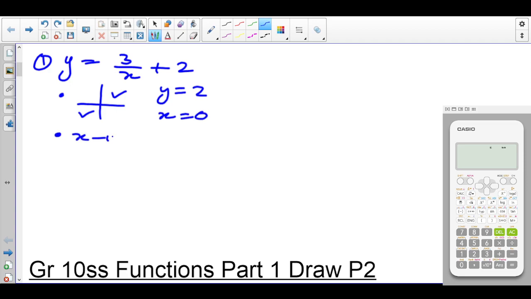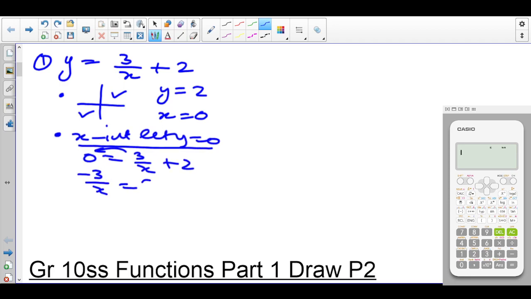Second is my x-intercept. What do you do for x-intercept? y equal to 0. So 0 is equal to 3 over x plus 2. We get over the equal sign, so negative 3 over x is equal to 2 over 1. Cross multiply. So negative 3 is equal to 2x. So x is equal to negative 1.5, or negative 3 over 2, not so? It's the same thing. Okay, or negative 1.5.